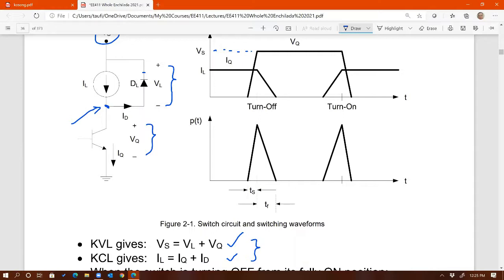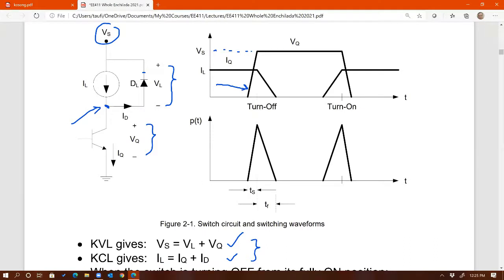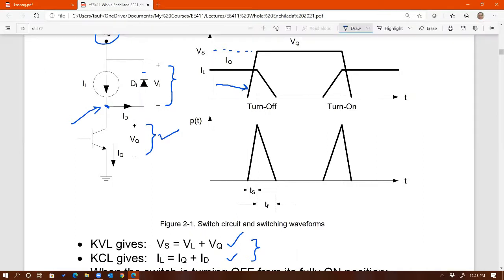Okay, so if you look at this transition right here, as the voltage across the switch, this voltage right there, is increasing, is rising, see that? The voltage is initially 0 because it's conducting, right? Initially 0 volt here across the switch, but then when it's turning off, it starts to go up linearly. That's the assumption. As this voltage goes up, following this KVL, as VQ goes up, what happens with VL?